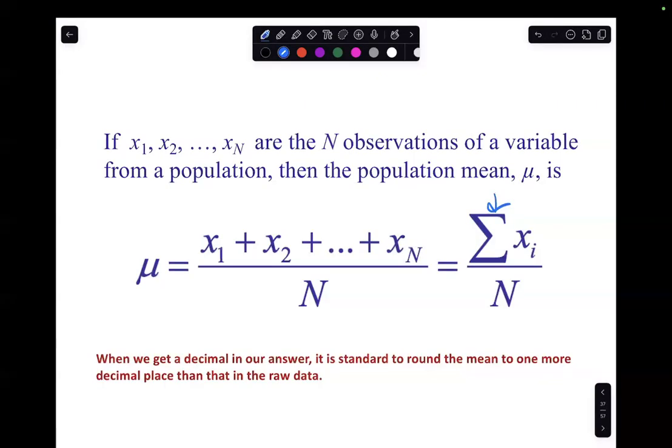So if you get a decimal for your answer, standard practice is you round to one decimal place farther than your raw data. So if I'm counting the number of kids people have and then I'm averaging, I could get something like the average is 1.5 kids. It's okay to get an average that's weird, especially with discrete data. You get weird averages all the time. We just round one more than our raw data. Now, OpenMath will tell you what to round to, so no worries there.